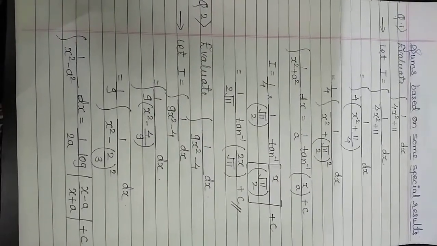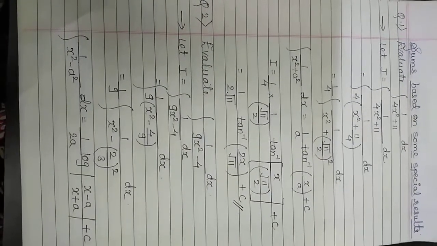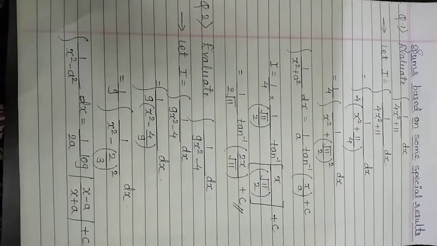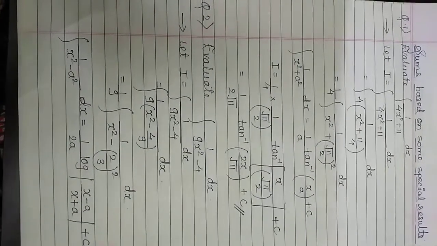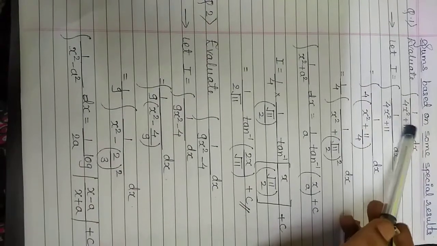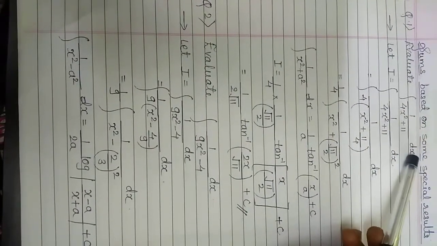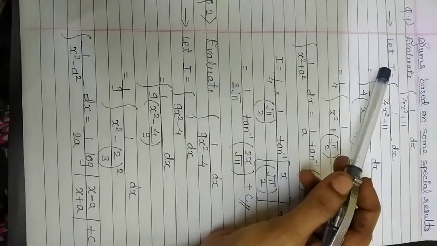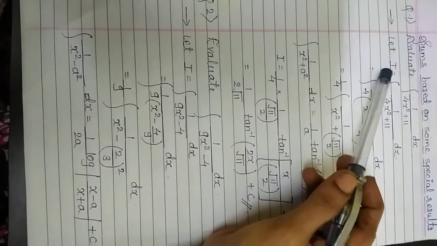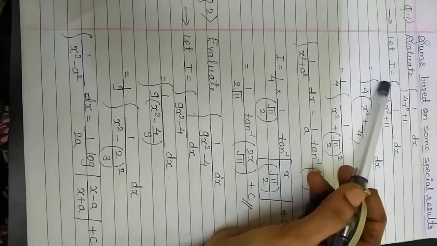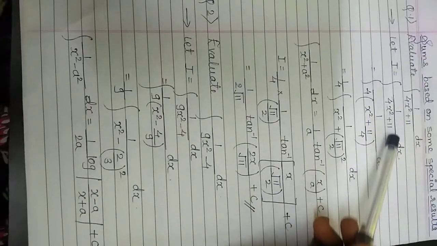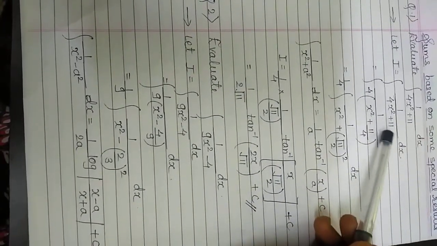Hello students, today we are going to learn sums based on some special results. Question number 1. Evaluate integration of 1 upon 4x square plus 11 dx. First we will consider the given integration as I. So I is equal to integration of 1 upon 4x square plus 11 dx.